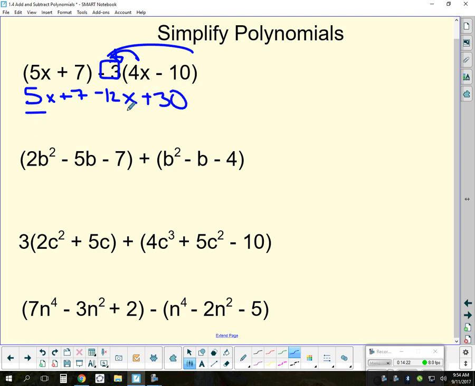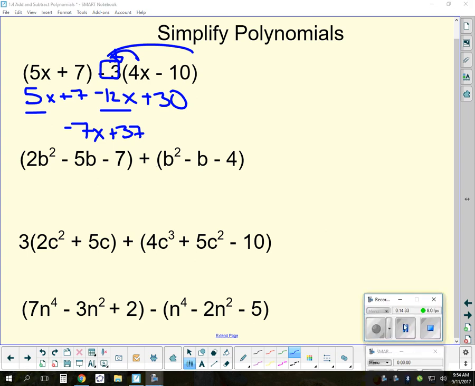Then look for your like terms. 5x and negative 12x is negative 7x. And 7 and 30 is 37. You try the last 3 and we'll come back and see how you did.